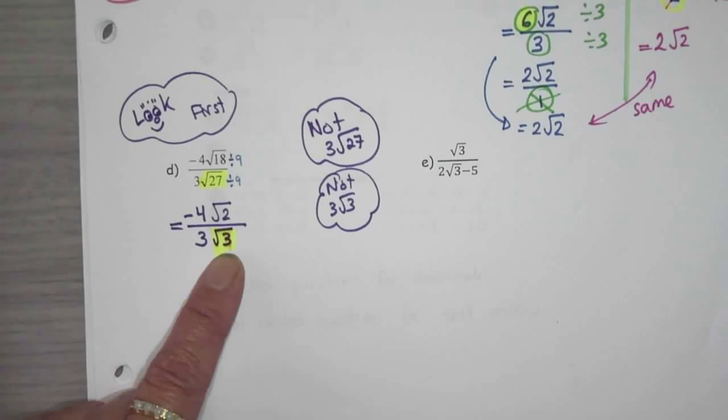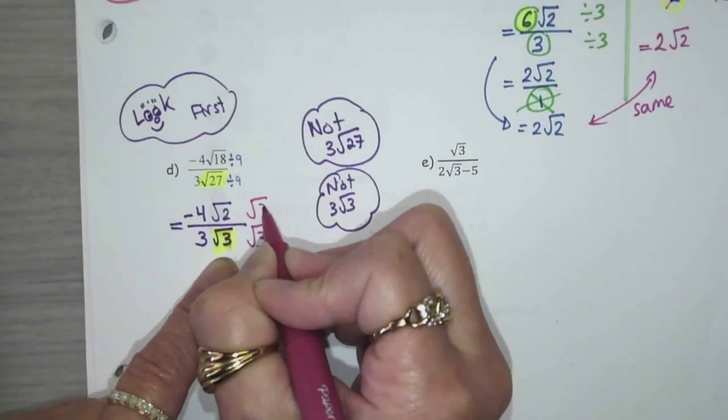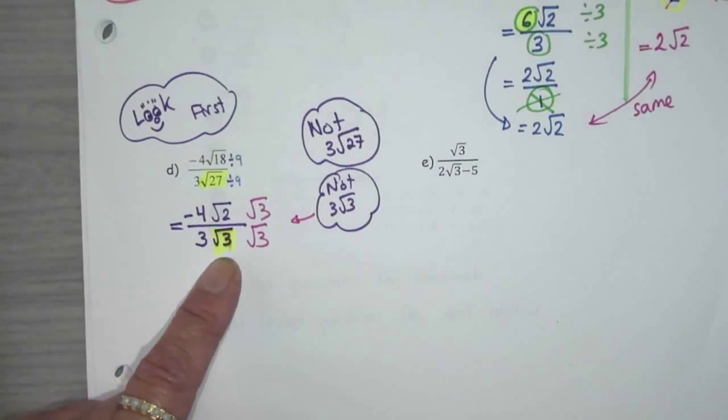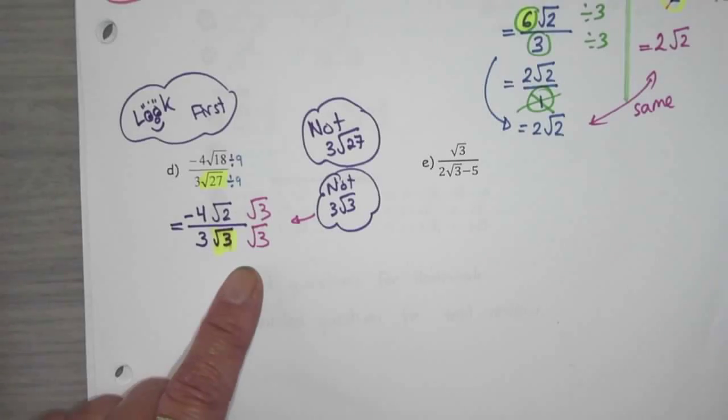So you're going to rationalize it by multiplying top and bottom by root 3, just the root 3. Okay? Not 3 root 3. The whole number 3 is not doing anything wrong. The root shouldn't be down there. So then multiply that. Okay, let's go.